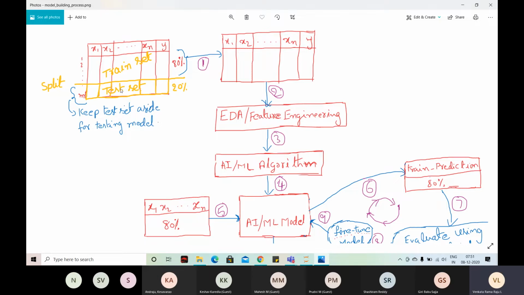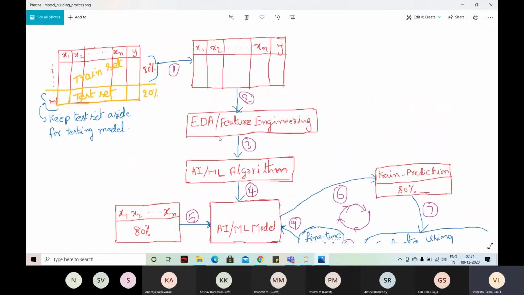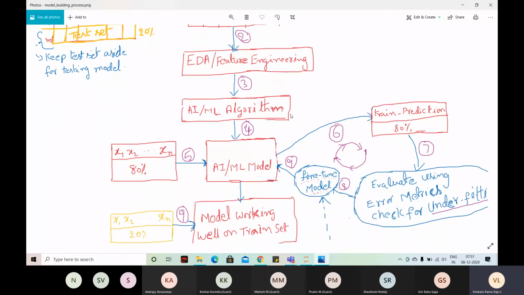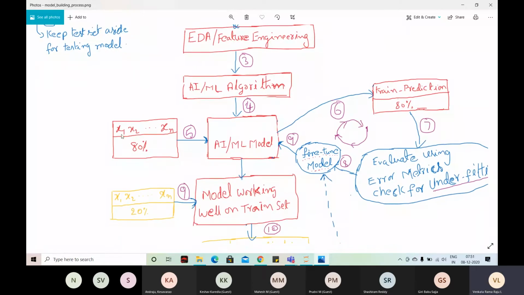To create an unseen data scenario, we split the data at the first instance and keep the test set aside. Even we, as data scientists, will not look at it. Only you look at 800 records. You try to understand the data, do the pre-processing and then apply the ML algorithm. Then you do exploratory data analysis, feature engineering, take the algorithm and build a model. You test it with those 800 records to see whether the model is working well or not.